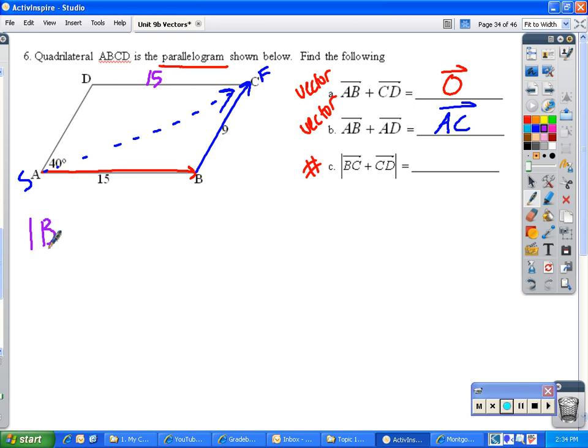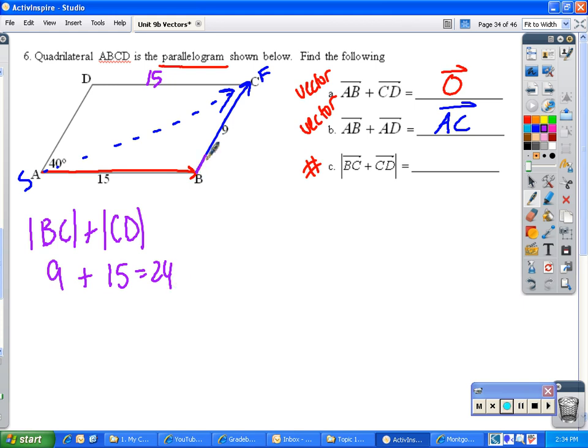If I said what's the magnitude of BC plus the magnitude of CD, you could definitely tell me the answer is 9 plus 15, which is 24. But instead, C asks us to add the vectors together and then find the magnitude of that answer. So let's first add the vectors together.